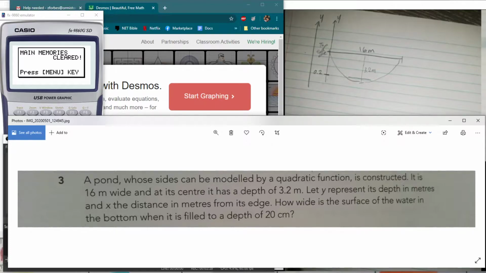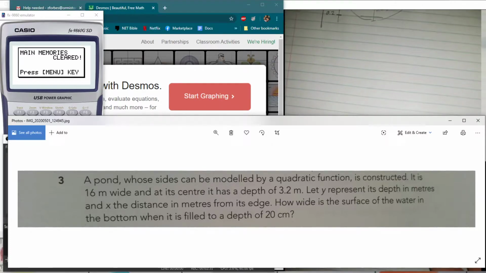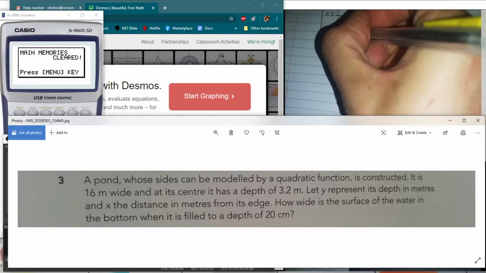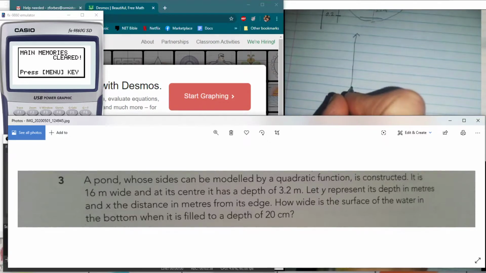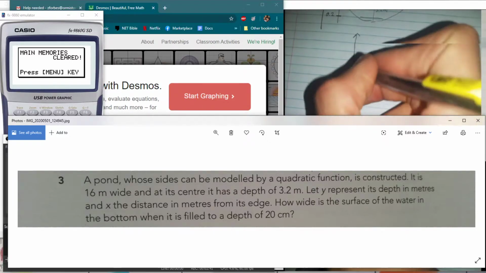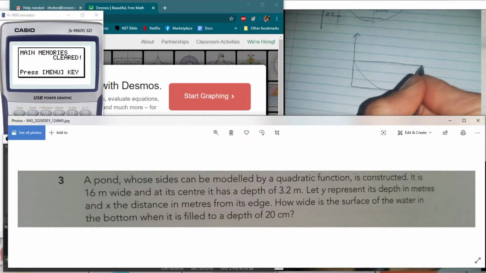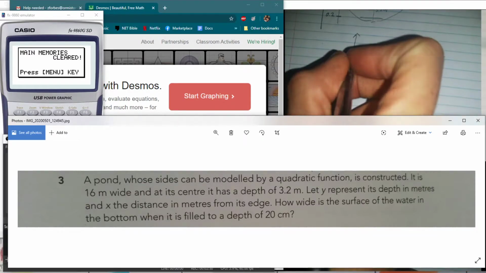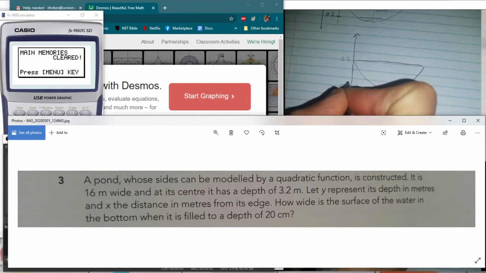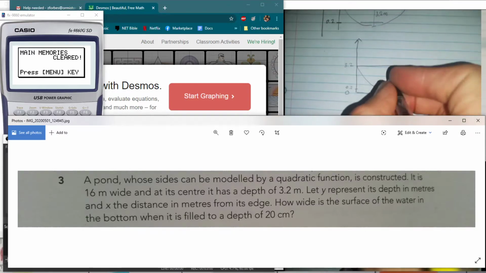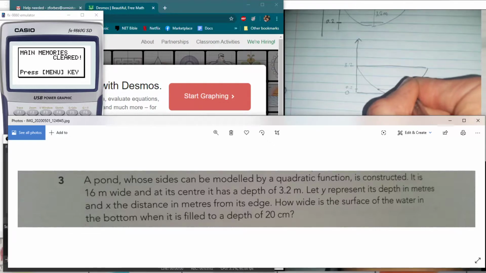So now that I've had a think about it, I'm going to do my final image. I'm going to make the base of the pool y equals 0, and I'm going to have the parabola sitting like this, so that when the pool is 0 meters versus when the pool is 3.2 meters, we can quite nicely see when the pool is at 0.2. So we've got this surface that we're looking for. So we're looking for the distance between here and here.